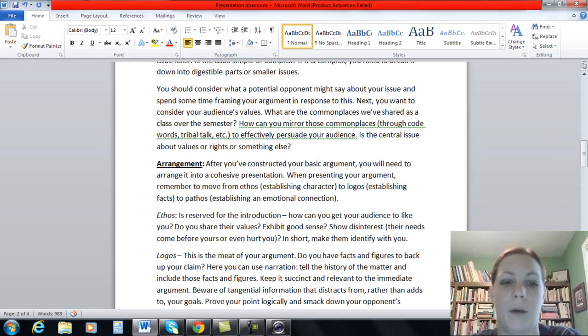Next, you want to move into logos, which is the meat of your argument. Do you have facts and figures to back up your claim? How can you use narration to tell a story with those facts and figures? Again, remember, statistics alone are wholly unpersuasive. People's eyes tend to gloss over a bunch of numbers. You have to tell us what they mean and why they're relevant.